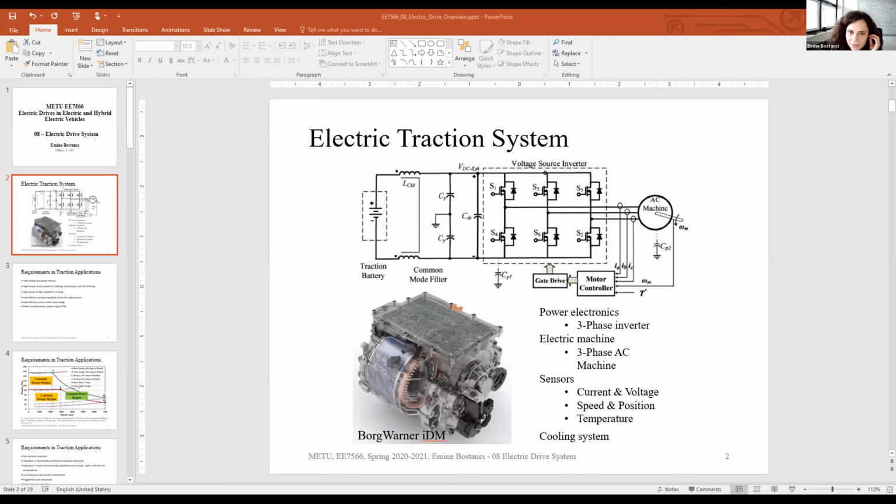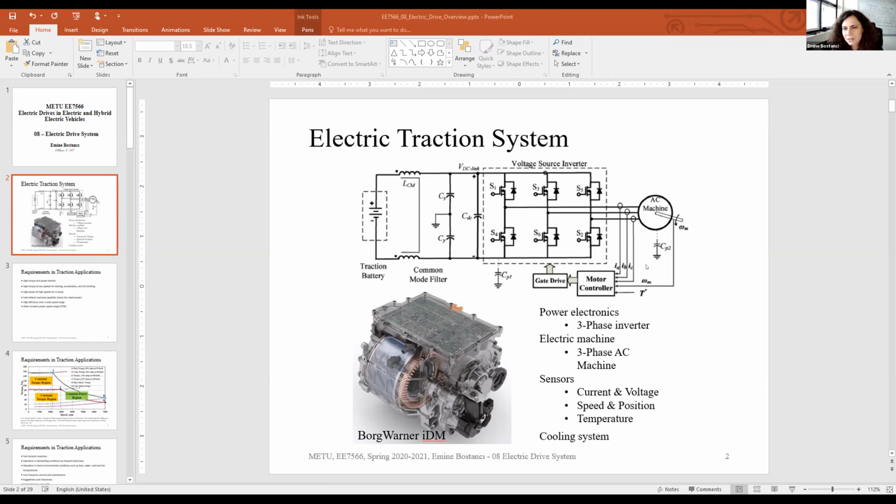So I want to start with the definition of the electric traction system. As we learned, in a hybrid electric vehicle or electric vehicle, we are going to have a smaller or bigger electric machine. And in most of the hybrid electric vehicles today, the electric motors are also helping with the traction assist. Therefore, the size of the electric machines is getting bigger even in a hybrid electric vehicle. And we learned many different types. So we know where to place the electric machine and what the role of the electric machine is and so on. When we talk about the electric traction system, actually we are talking about an AC machine or electric machine.